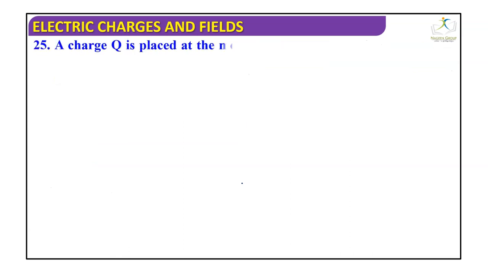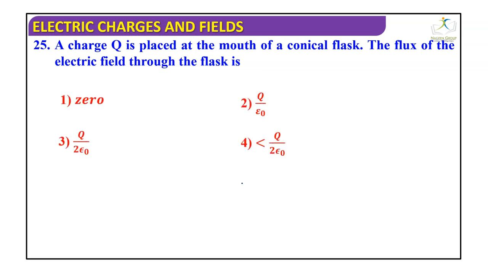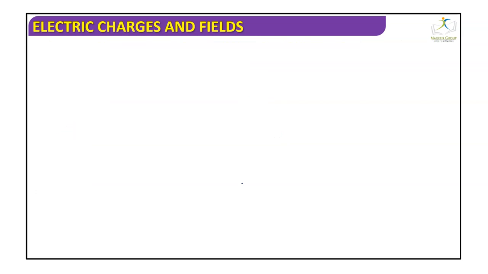Next, we have a charge Q placed at the mouth of a conical flask. The flux of the electric field through the flask is. Hope you marked the right answer. Let us see the solution. Half of the flux passes through the cone, that means phi is equal to Q by 2 epsilon naught. According to that, the correct option is the third one.